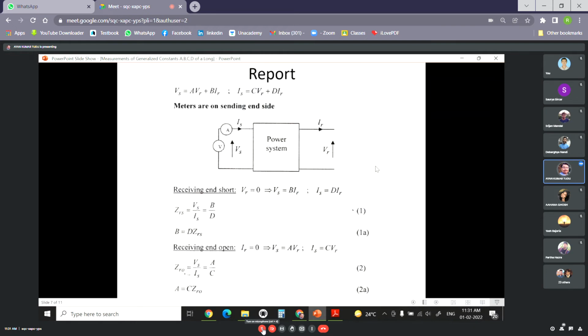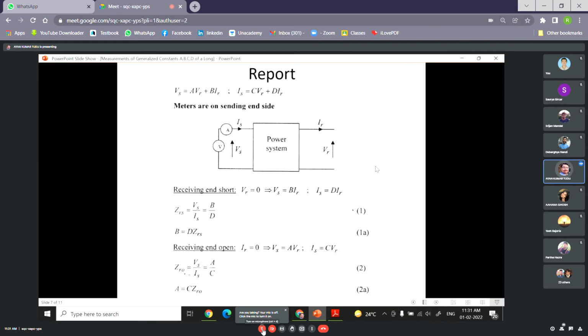So let us see how, with respect to the impedances, we can find out the ABCD parameters. We are going for the short circuit and open circuit tests, and how the impedance values will help us find the values of the ABCD parameters. As you can see, we can write Vs equal to A VR plus B IR, and Is equal to C VR plus D IR. The meters are on the sending end side, that is, on the sending end the supply has been given.